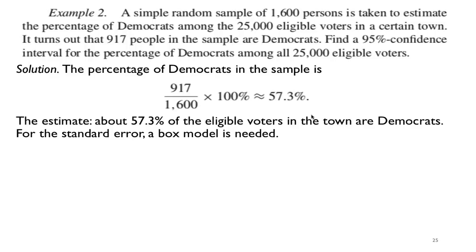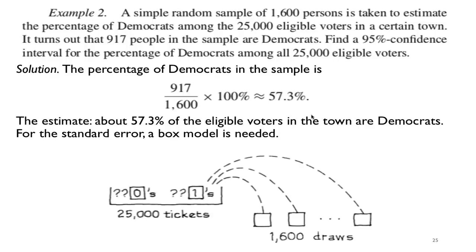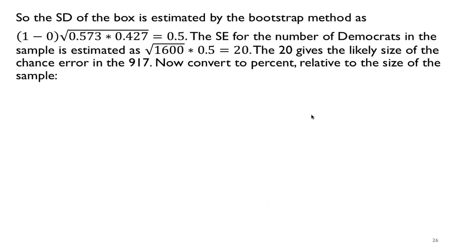That's going to be used to estimate the percentage of Democrats in the general population. But let's find out the error and see if we can find that interval. For the standard error, again, we need the box model. The SD of the box can be estimated by the Bootstrap method. Remember, the Bootstrap method is to use the data from the survey to find the SD of the box. That turned out to be 0.5. That means the SE is about 20. So 20 is the size of the error based on the 917 that we found from the sample data. Convert everything to percentages: 20 out of 1,600 is 1.25%.